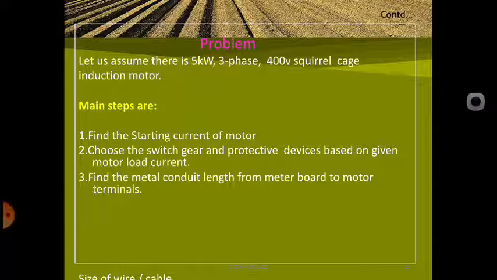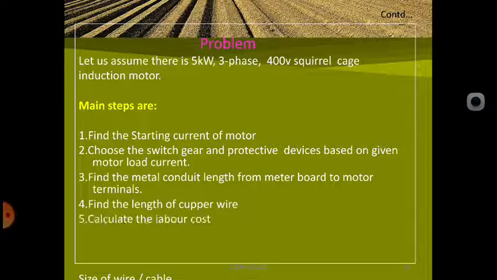The next point is the fourth point: find the length of the copper wire. After getting the length of the conduit, taking 3 times that, we get the length of the copper wire. After that, we calculate the labor cost. Then finally, prepare the schedule.